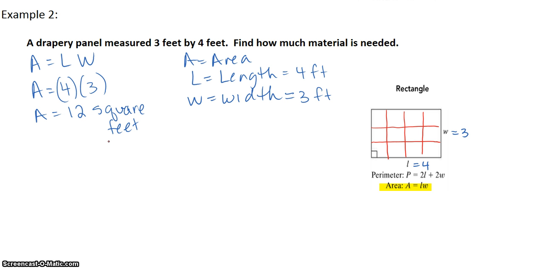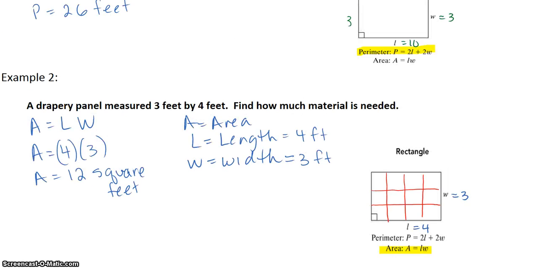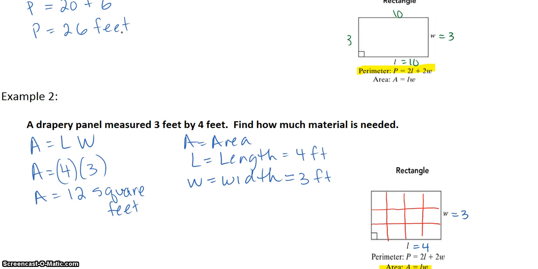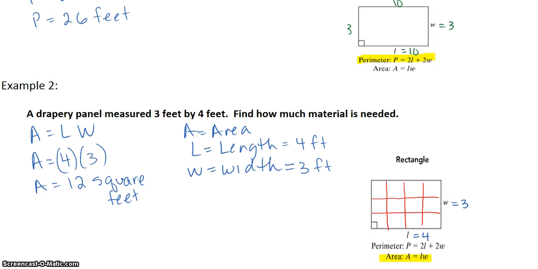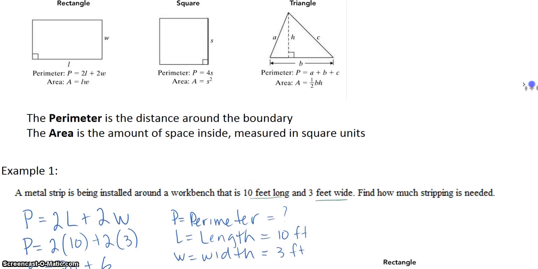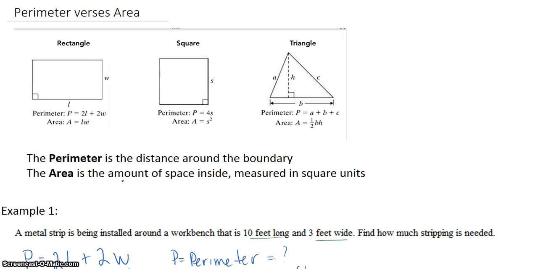So that's why the units change. If you remember, the perimeter was just plain feet. The area, the inside space, is measured in square feet. If you were doing inches, it would be square inches, meters, square meters, and so forth. That is the difference between the area versus the perimeter.